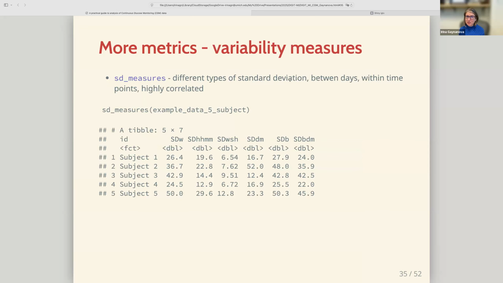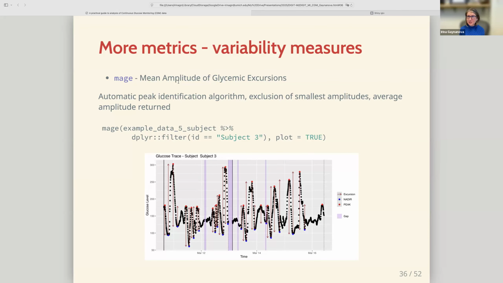So some of these metrics have a lot of variability measures. There's glucose variability between days and within time points. They're all very highly correlated, but you can get them all with this SD measures function. You can also get a more episode-based variability, but where episodes are not defined based on thresholds, but on automatic glycemic excursion identification.